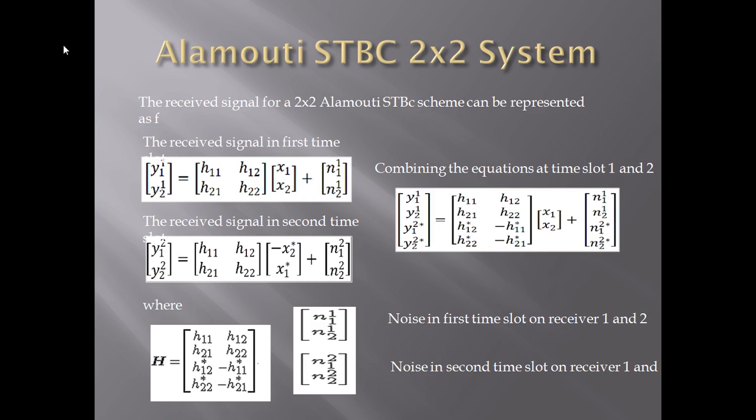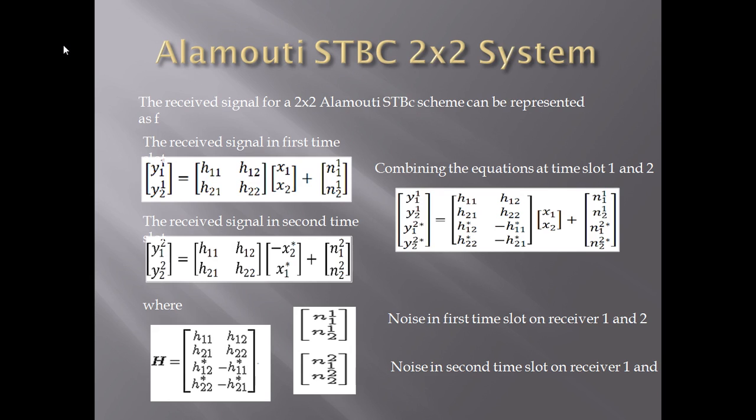Thus, there are a total of 4 signals received at the 2 receivers in 2 different time slots. In the first time slot, the receivers 1 and 2 receive the following signals: y1 equal to h11 into x1 plus h12 into x2 plus n1, y2 equal to h21 into x1 plus h22 into x2 plus n2. y1 and y2 are the received signals at receiver 1 and receiver 2 in time slot 1.